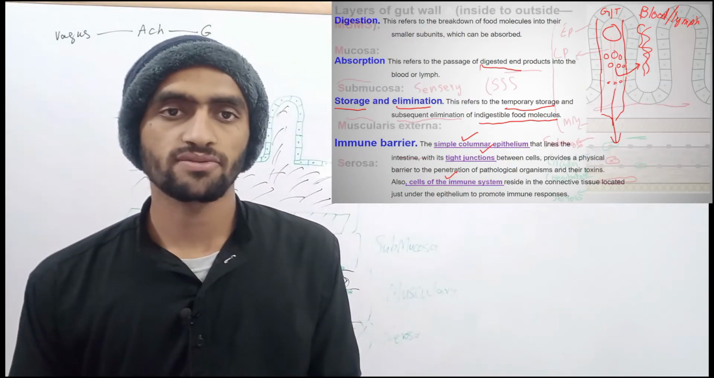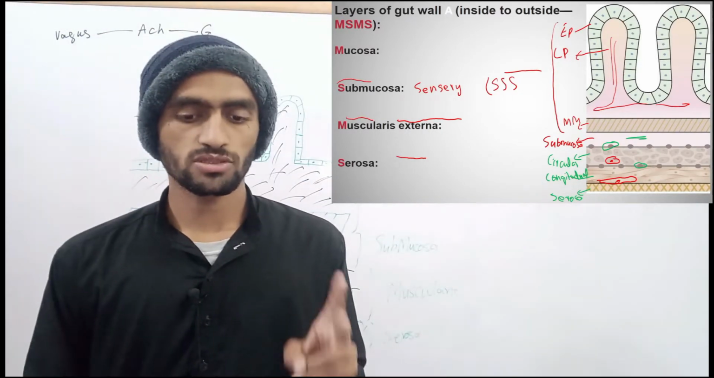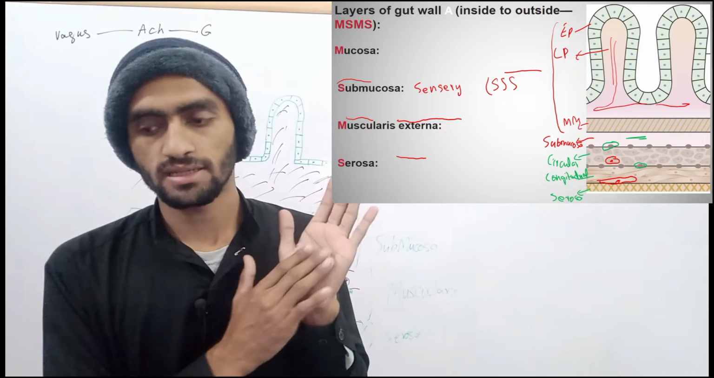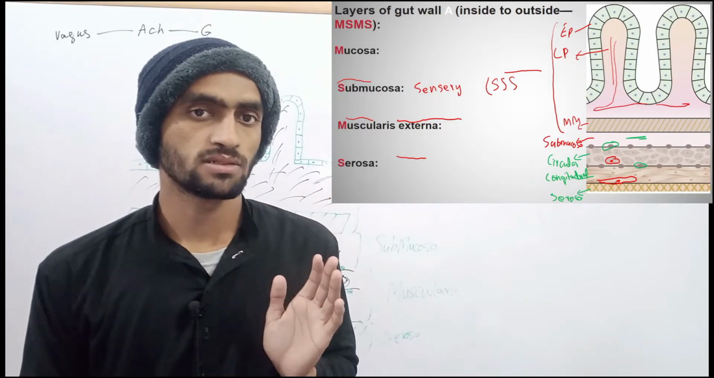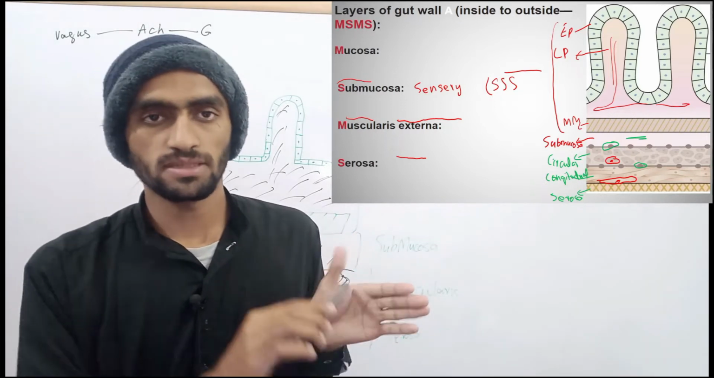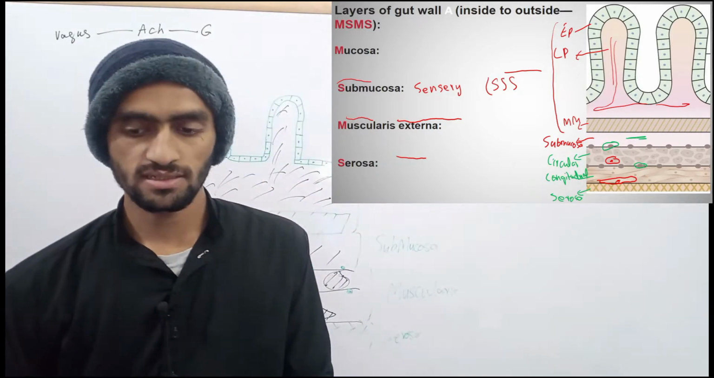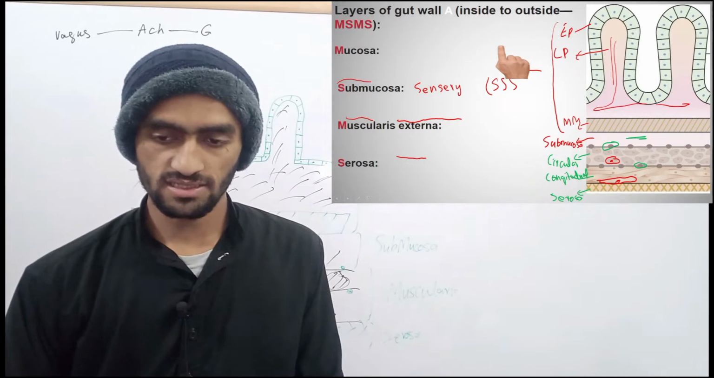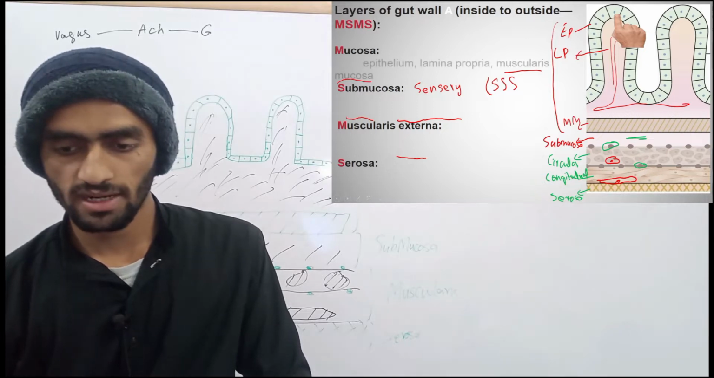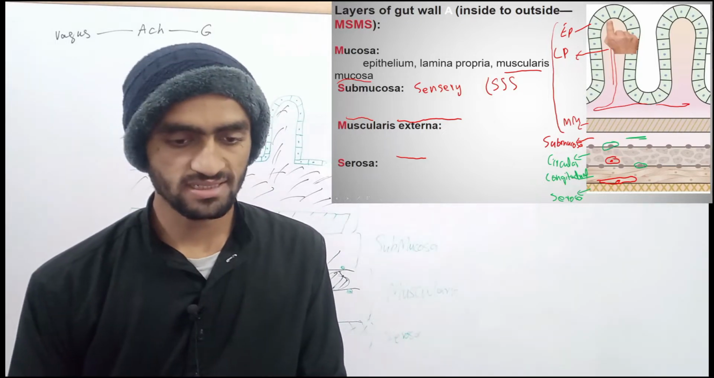And layers of the gut wall: we have 4 layers, M S M S. Mucosa, submucosa, muscularis externa, serosa. The innermost layer is mucosa. This is your lumen, this is mucosa. Behind this is submucosa. Then muscularis externa, and the outermost is serosa. In this diagram you can see this is your mucosa, which includes epithelium, lamina propria, and muscularis mucosa.